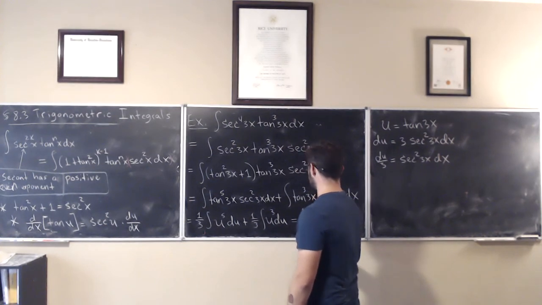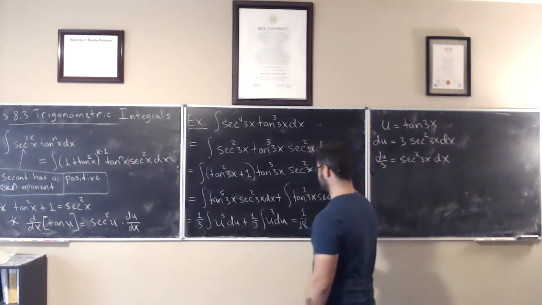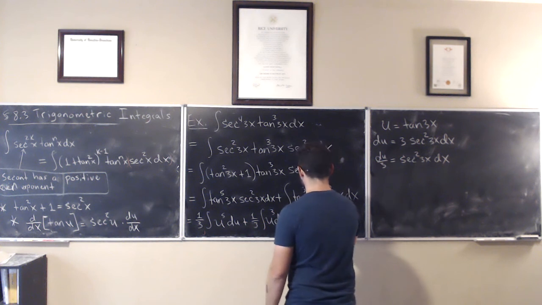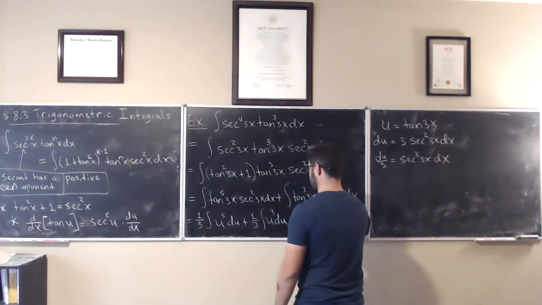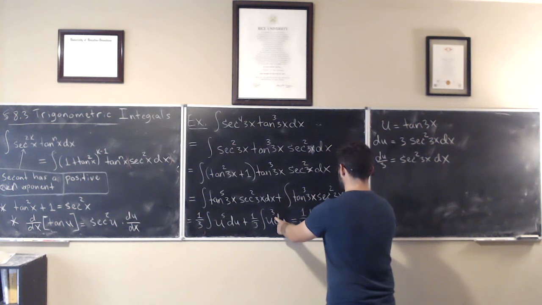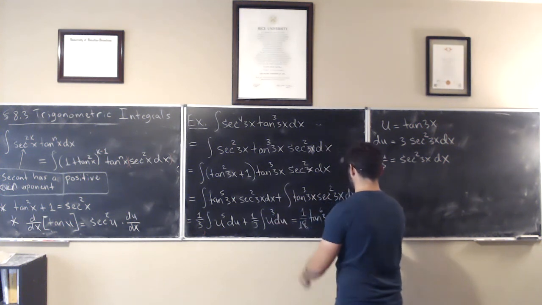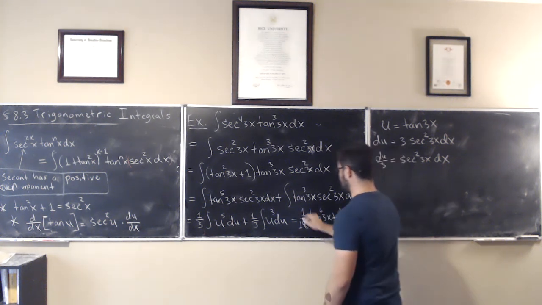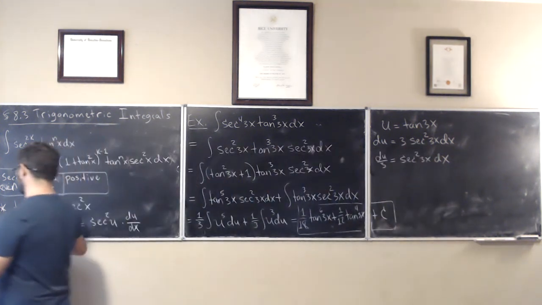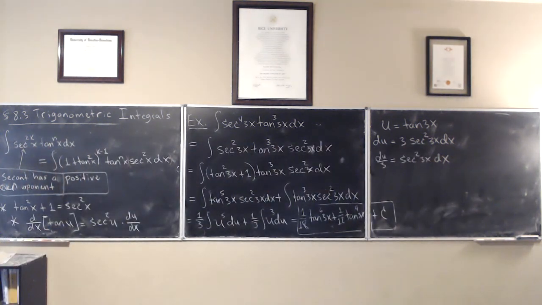Making sure I didn't do anything wrong. 1/18 of u to the power of 6, but u is really tangent 3x, so tangent to the power of 6 of 3x, plus 1/12 tangent to the power of 4 of 3x, plus c. Don't ever forget that integration constant. Let me make sure that's correct. Tangent to the power of 4, 3x. Yeah, that's it.